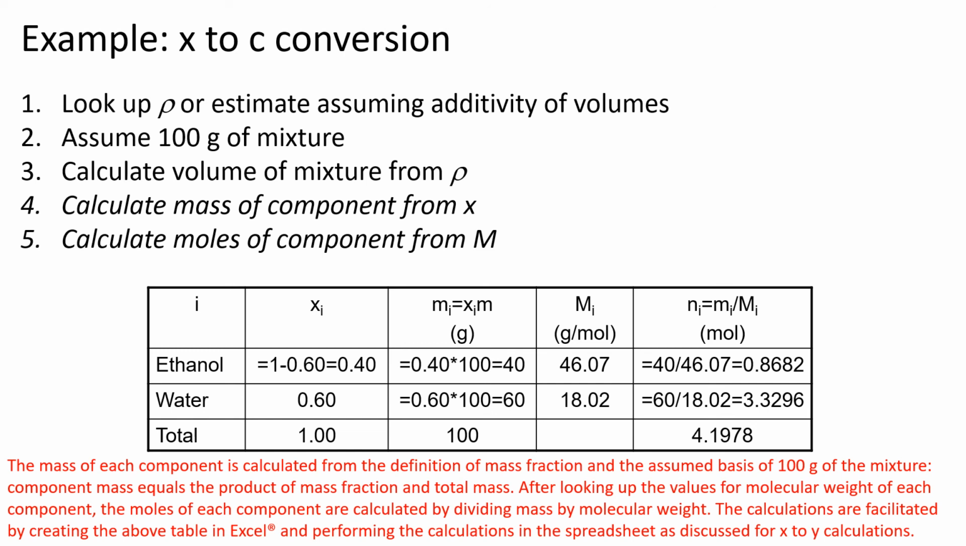The mass of each component is calculated from the definition of mass fraction and the assumed basis of 100 grams of the mixture. Component mass equals the product of mass fraction and total mass. After looking up the values for molecular weight of each component, the moles of each component are calculated by dividing mass by molecular weight. The calculations are facilitated by creating the above table in Excel and performing the calculations in the spreadsheet, as discussed for X to Y calculations.